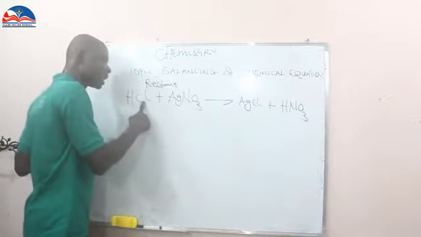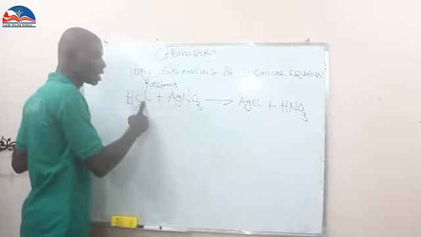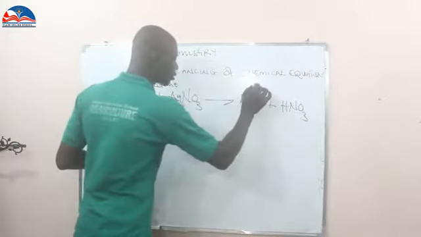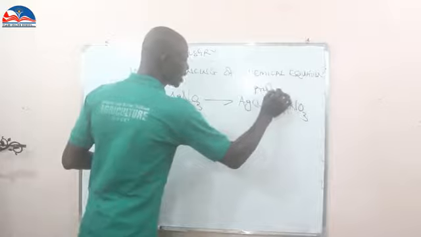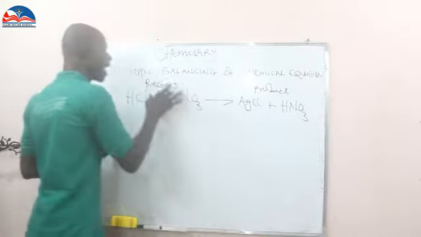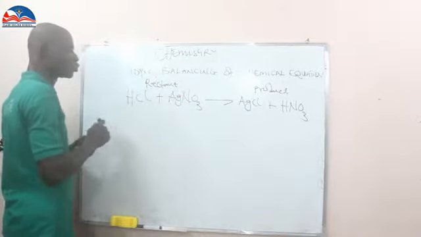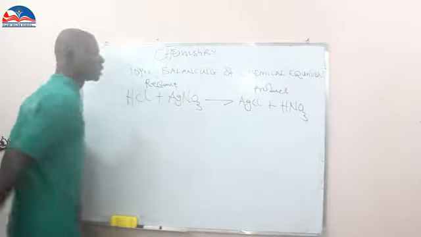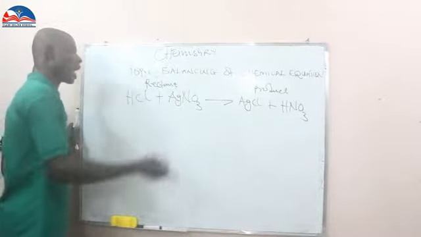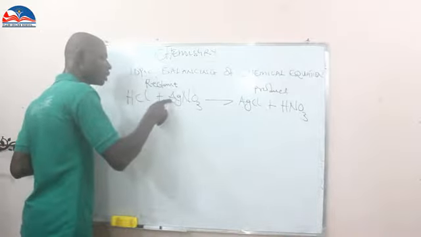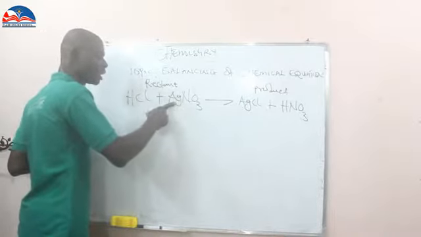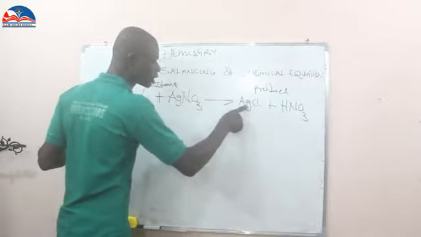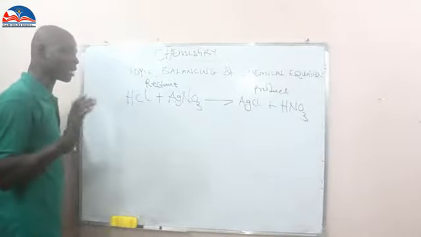How many chlorine is here? 1. How many chlorine is this side? 1. Making them balanced. Understand that this side is the product side. The product, I have reacted my 2 chemicals, and look at what I got in my product side. Now, how many silver Ag is here in the reactant side? 1. How many silver is in the product side? 1, making 2 of them balanced.